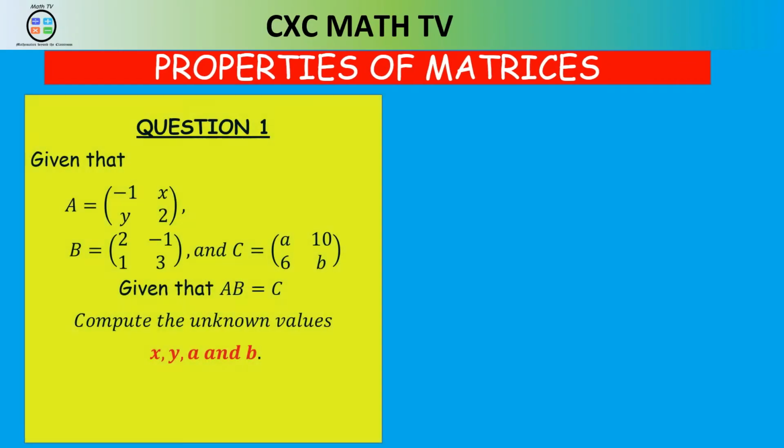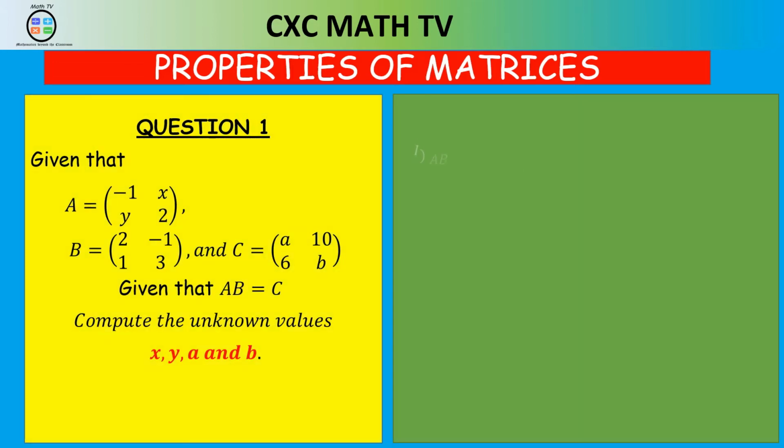Question 1. Given that A is [-1, x; y, 2], B is [2, -1; 1, 3], and C is [a, 10; 6, b], and given A times B is equal to C, compute the unknown values x, y, a, and b. Now this looks difficult, but it's very simple. The first thing that is given is that A times B is equal to C. So we're going to start by working out A times B.